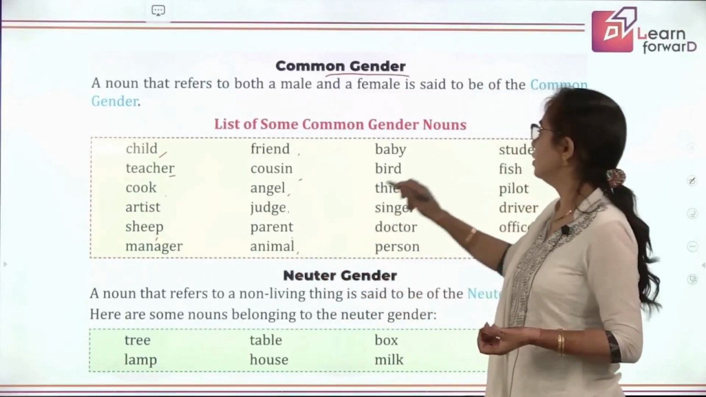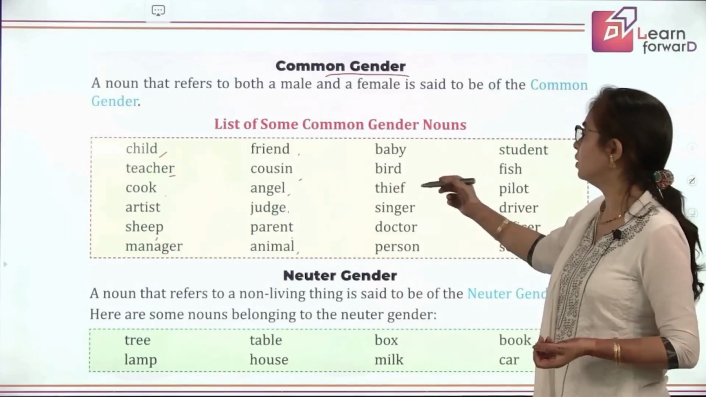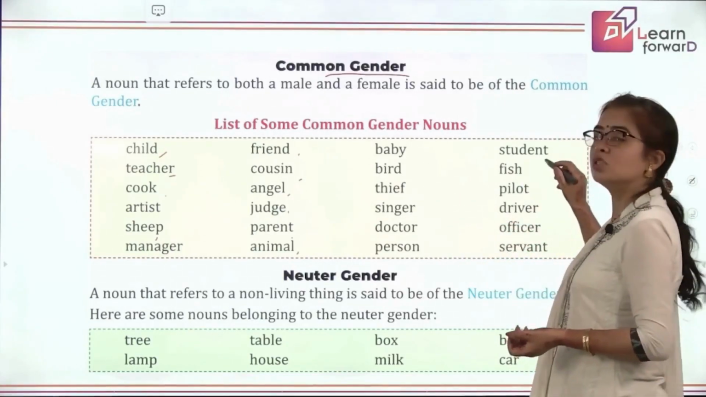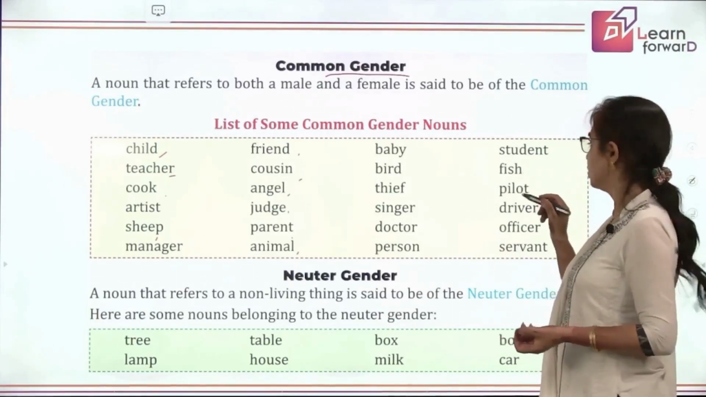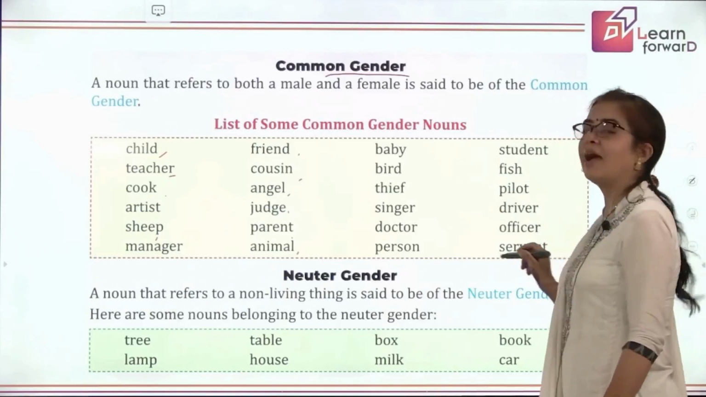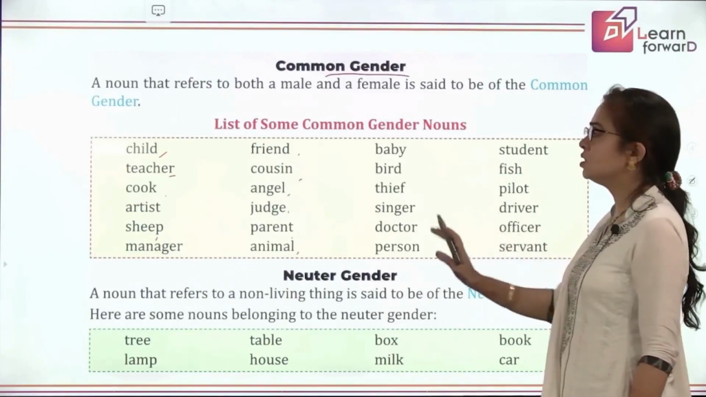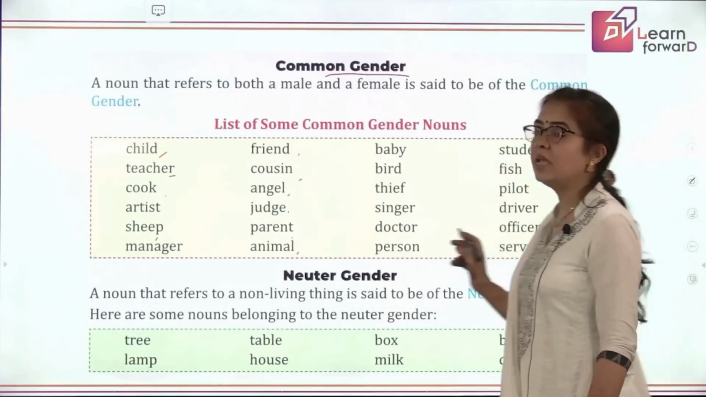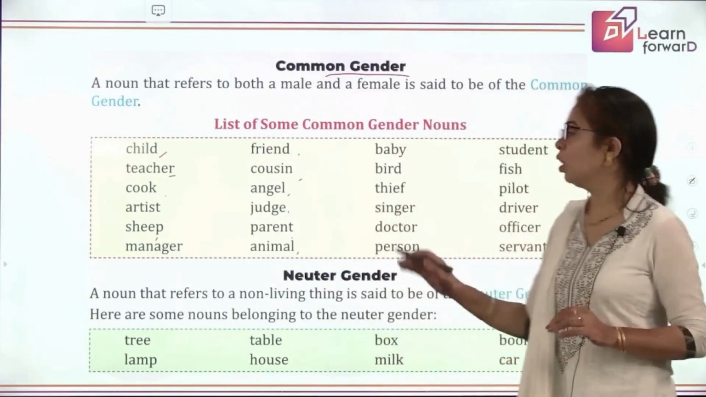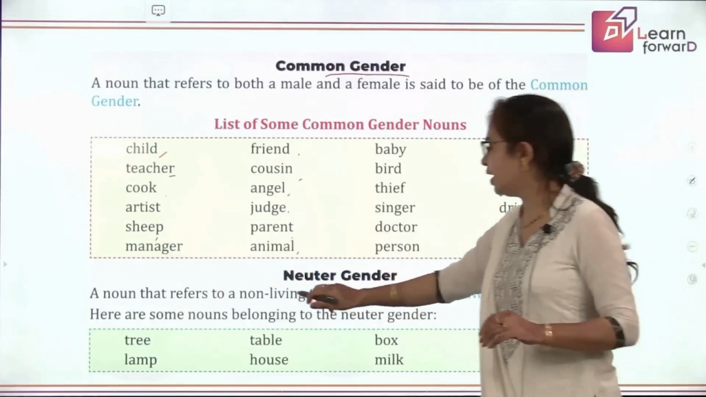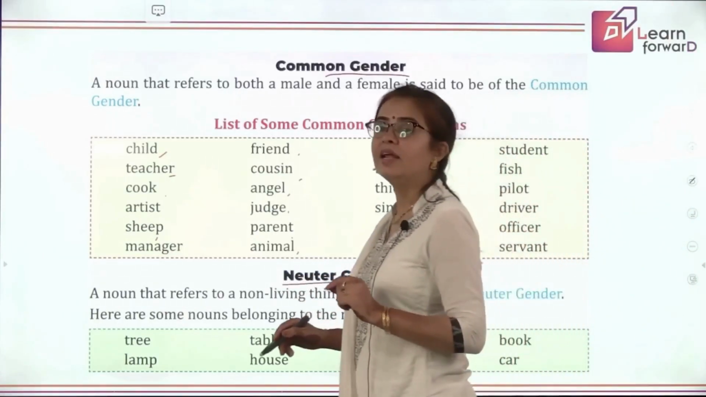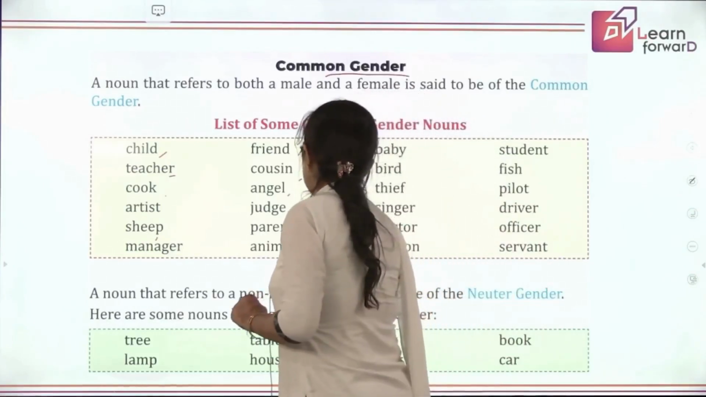Then animal, baby, bird, thief, singer, doctor, person, student, fish, pilot, driver, officer, and servant. So when you use these words independently, they mean a male as well as a female. They are all common genders. Let's move to the next, neuter gender. And N is neuter, N is non-living.